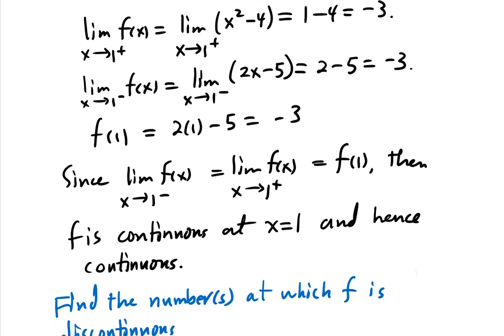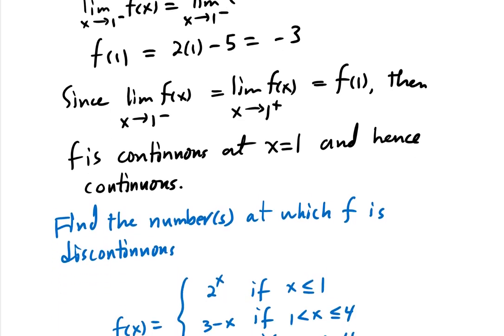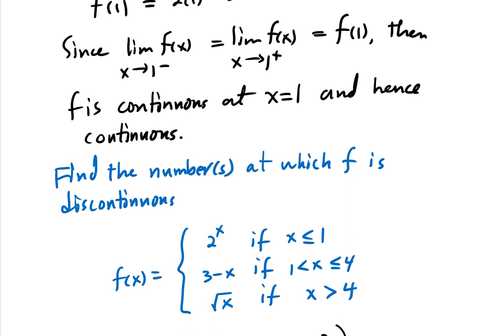Here's another example with a different format: find the number or numbers at which f is discontinuous. What do we always do? We look at these conditions. At x equals 1 or at 4, what happens? We need to check if this function is continuous at 1, and then we also need to check if it's continuous at 4.